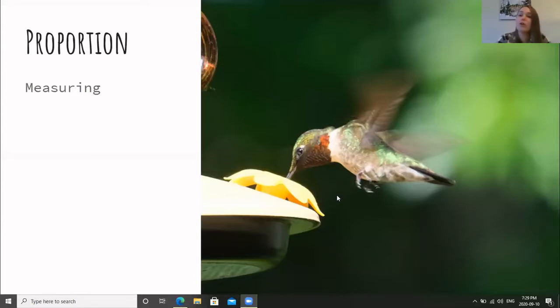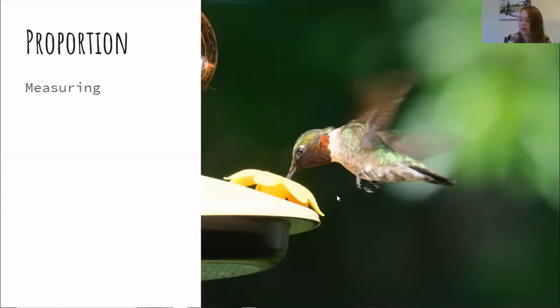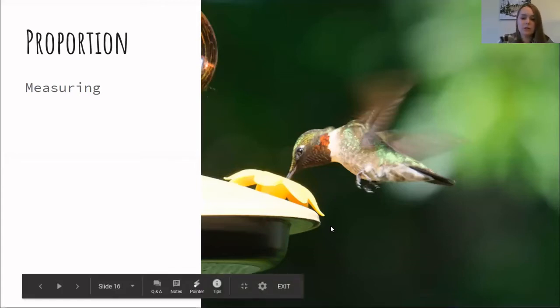All right, I'm going to share my screen again. Okay, so we're going to practice on this hummingbird. If you print off the handout, you'll have a hummingbird picture, so you don't have to use your screen. You can use the picture if you'd like to measure it out, and I will show you on the screen as well. Okay. So this is my head measurement.